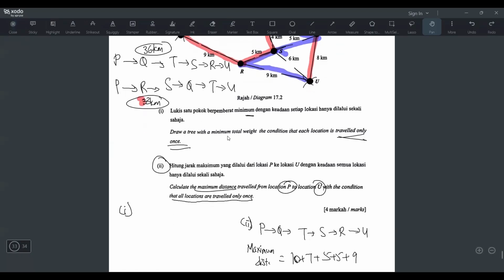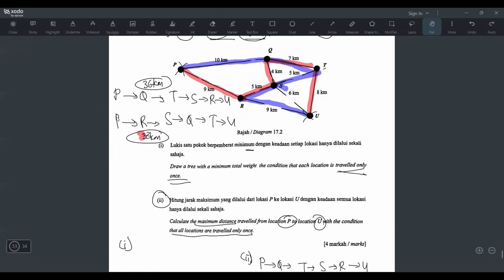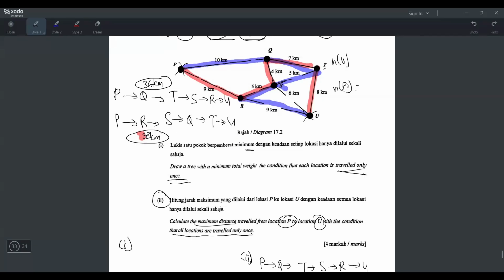Okay, number 1 says what? Draw a tree with a minimum total weight, the condition that each location is traveled only once. Okay, if you want to draw a tree, you have to make sure that the number of edges is one less than the vertices. Okay, because that's the characteristic of a tree. So let's count how many vertices here? There are 6, right? So the vertices are indeed 6. So that means the edges must be one less than the 6. It must be 5, right?